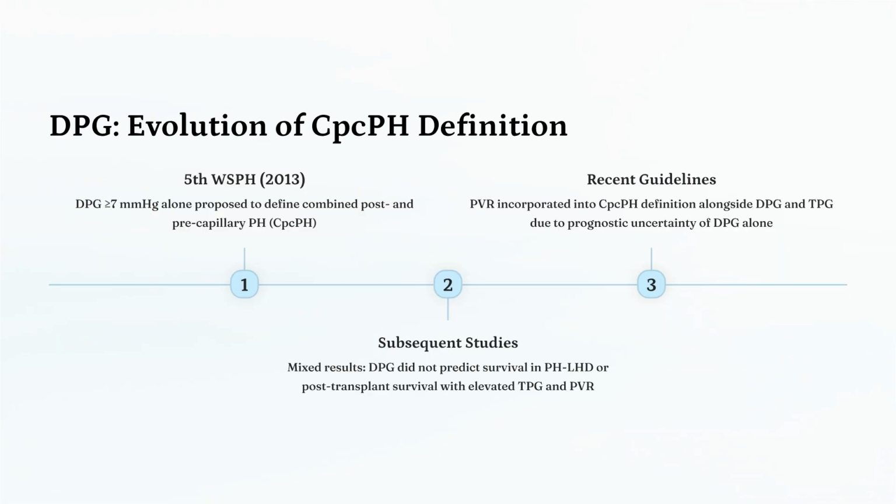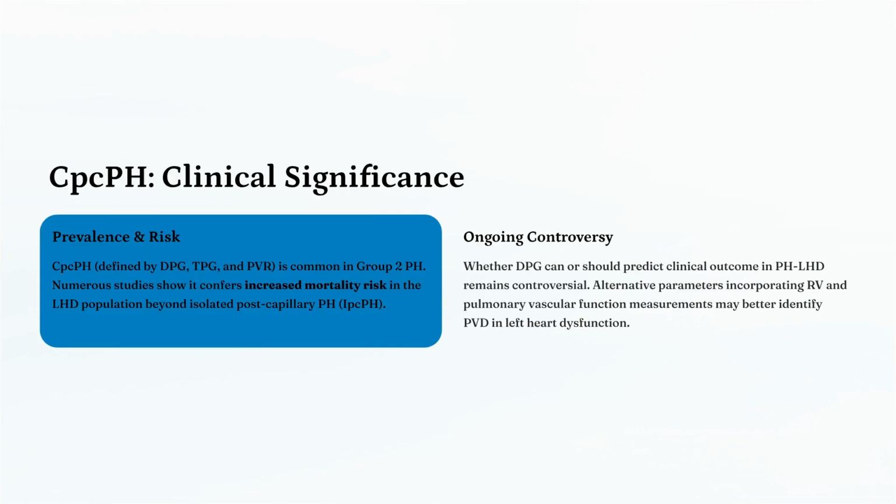The definition of combined pre- and post-capillary pulmonary hypertension has evolved. Initially, the diastolic gradient was the primary focus, but due to prognostic uncertainties, recent guidelines have integrated pulmonary vascular resistance into the definition alongside transpulmonary and diastolic gradients. Clinically, combined post- and pre-capillary pulmonary hypertension is a significant concern in Group 2 patients, often indicating an increased mortality risk. However, the field continues to debate the best way to identify vascular disease in patients with left heart dysfunction.